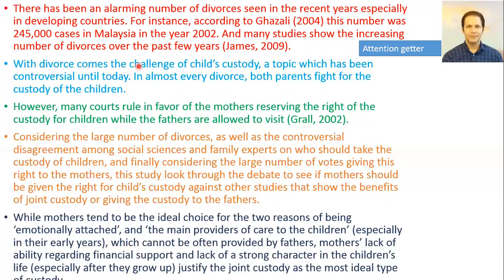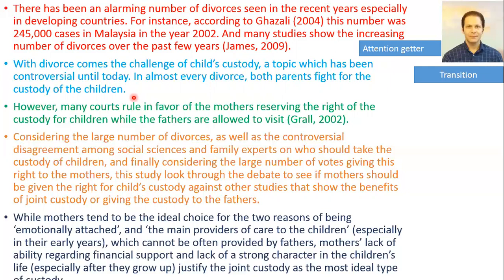Now, the second part. With divorce comes the challenge of child's custody, a topic which has been controversial until today. In almost every divorce, both parents fight for the custody of the children. Do you know what part is this? Yes, this is a transition, because this is going to link two different ideas together.